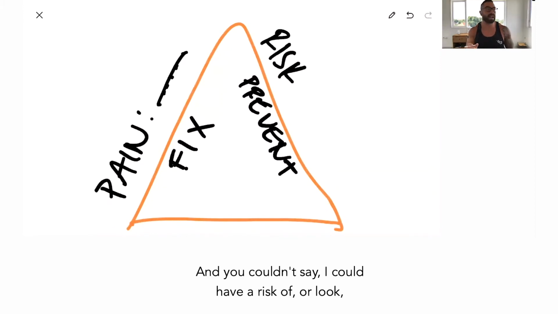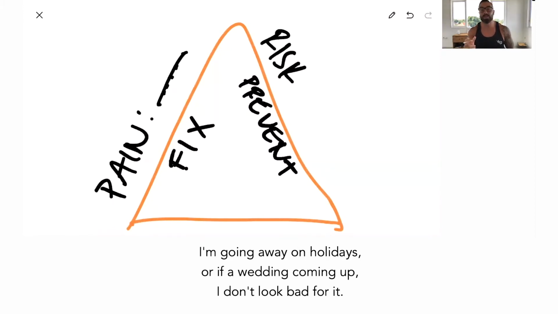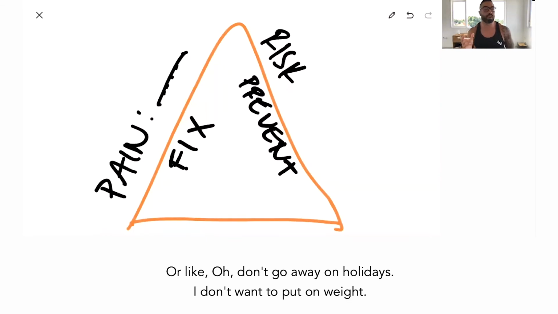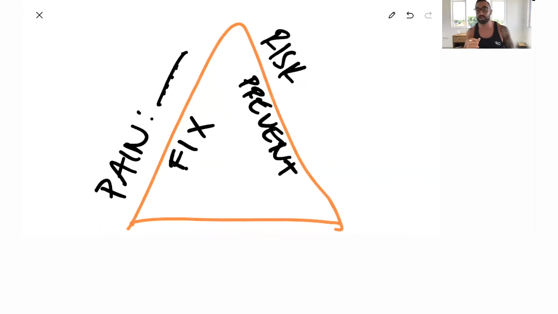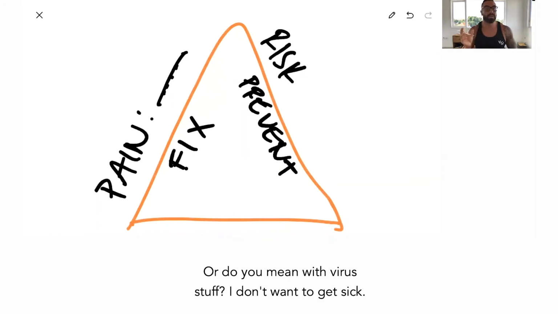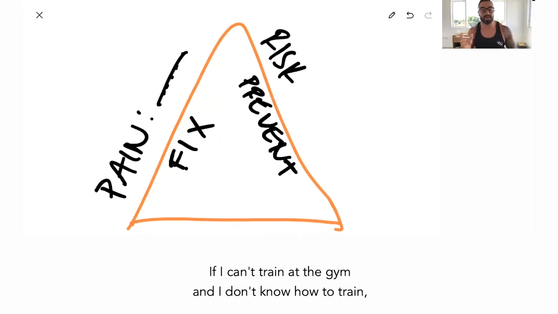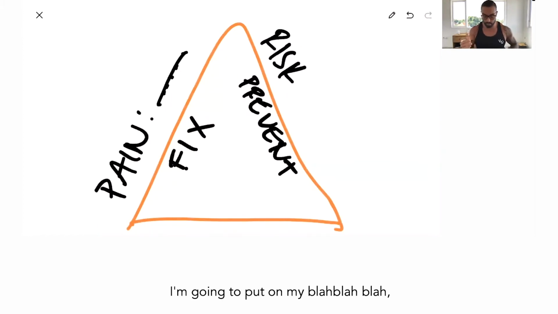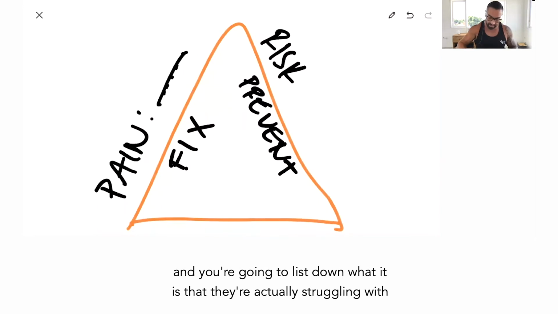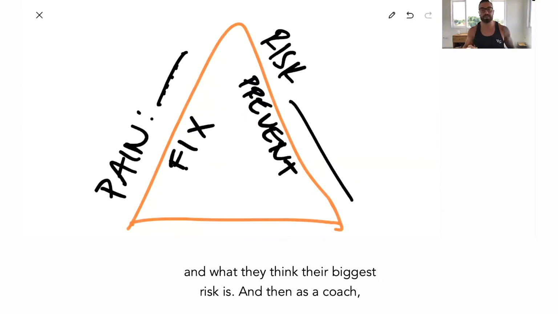And you could say they could have a risk of, well, look, I'm going away on holidays, or I've got a wedding coming up and I don't want to look bad for it, or I'm going away on holidays and I don't want to put on weight, or do you mean with virus stuff, I don't want to get sick, or if I can't train at the gym and I don't know how to train, I'm going to put on weight, and so on. You're going to list down what it is that they're struggling with and what they think their biggest risk is.